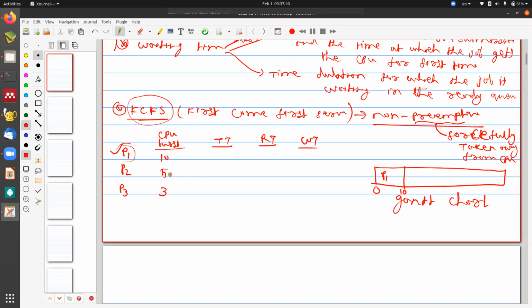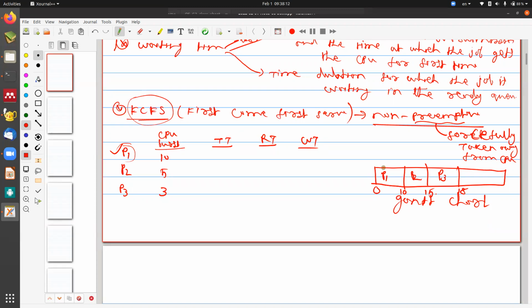Then it is completed. Next P2 is standing, so P2 will be executed. Then 10 plus 5 is 15. Got it? Then P3, which is executed for 3 units, that is 18. So P1 executed from 0 to 10, P2 from 10 to 15, and P3 from 15 to 18. So this is my Gantt chart. From this Gantt chart, we can prepare the turnaround, response, and waiting time.